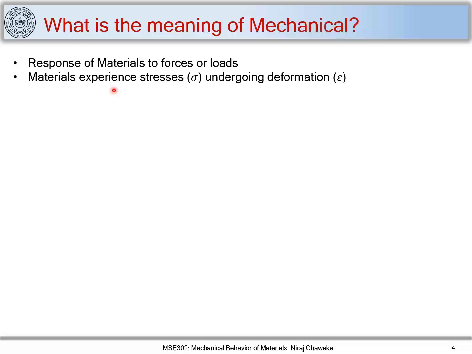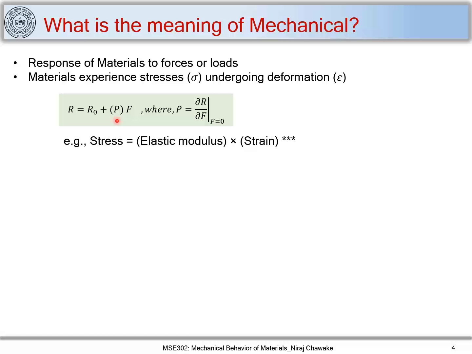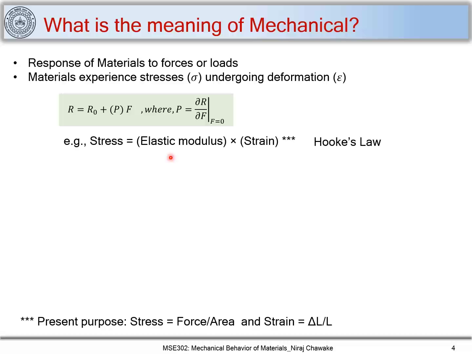So let's understand this. I write this equation again, R is equal to R naught plus P f, and I give an example of Hooke's law, where you know that stress is related to strain with some material property. I call it the elastic modulus. The stress is nothing but a response to a strain, which is an external field or external stimulus applied on a material and related through an elastic modulus. So I call this Hooke's law.